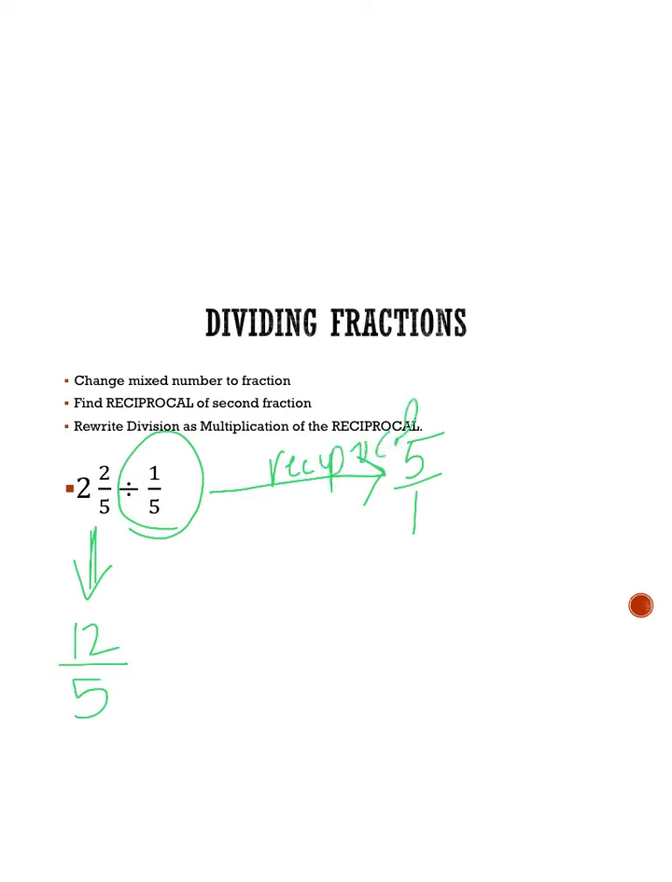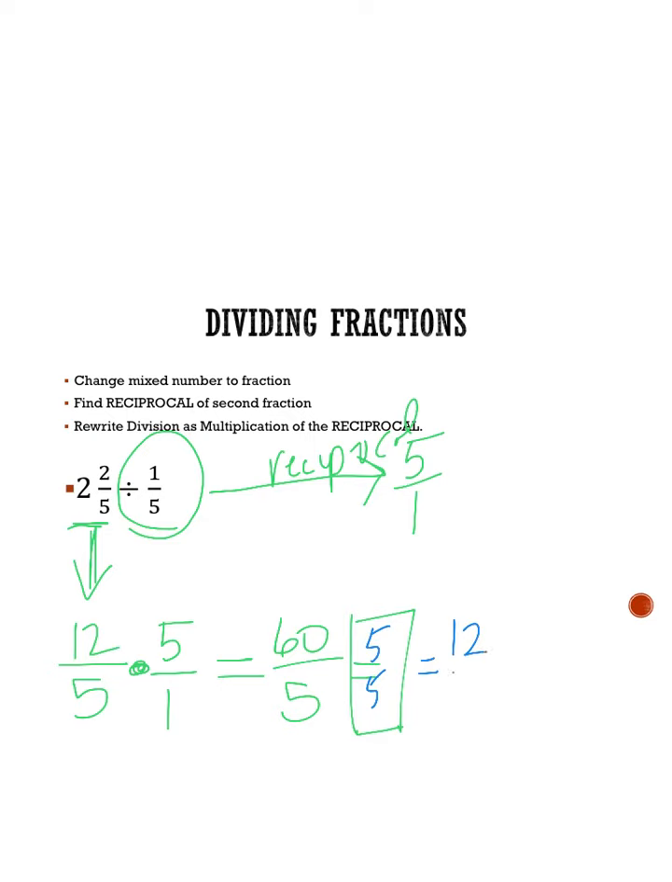So what I'm going to do is take my original number, 2 2/5, which I've written as 12/5, and then multiply by the reciprocal of the second number. So I'm going to multiply by 5/1. Dividing is the same thing as multiplying by the reciprocal. So once again, I can multiply this out. 12 times 5 is 60. 5 times 1 is 5. And that simplifies by dividing by a common factor of 5. 60 divided by 5 is 12, and 5 divided by 5 is 1.